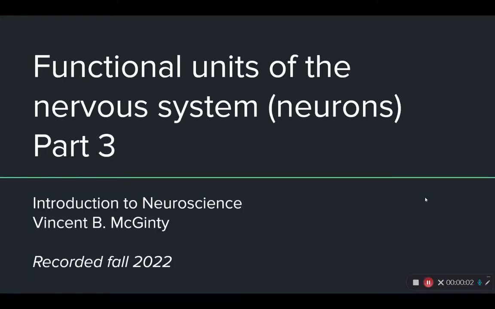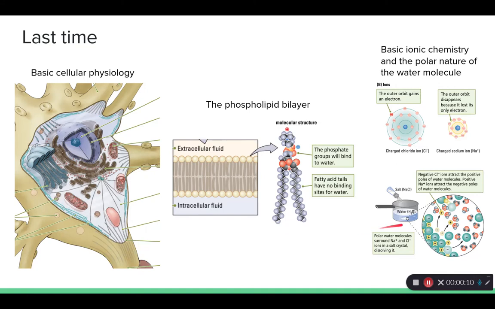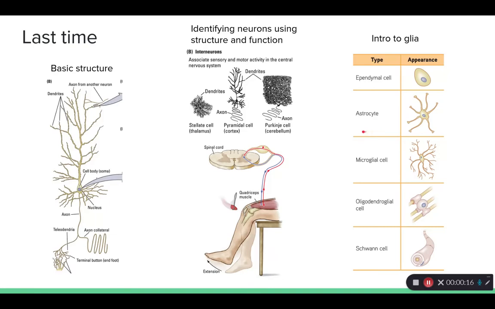Hi there. Today we're going to continue our lecture on neurons. Now we've already talked a little bit about some basics of cellular physiology, the properties of the membrane, and basic ionic chemistry. And in the previous video we talked about the basic structure of neurons, and sort of using their structure to learn some things about what they do. We also talked a little bit about glia.